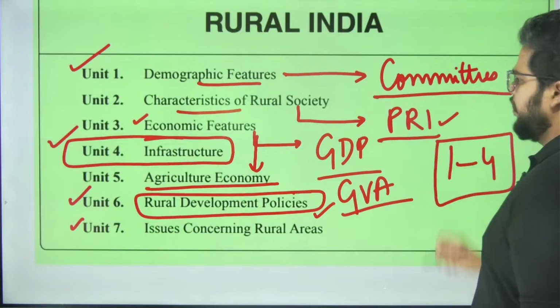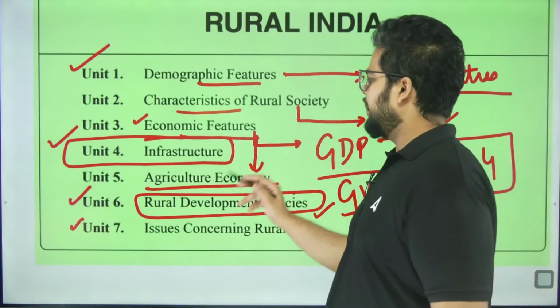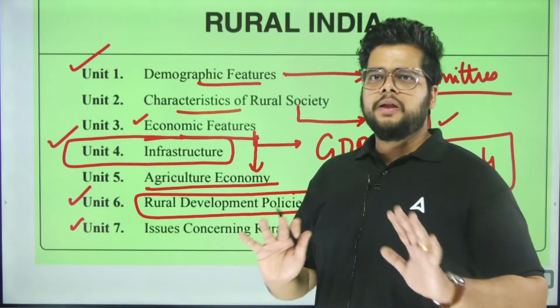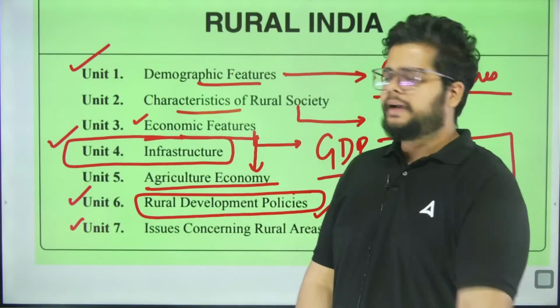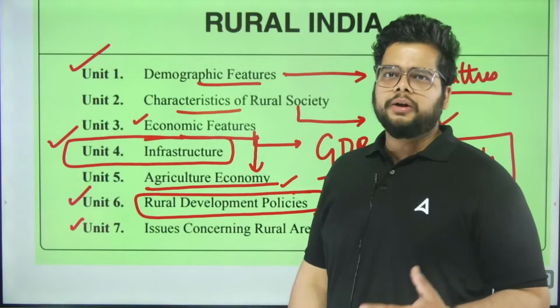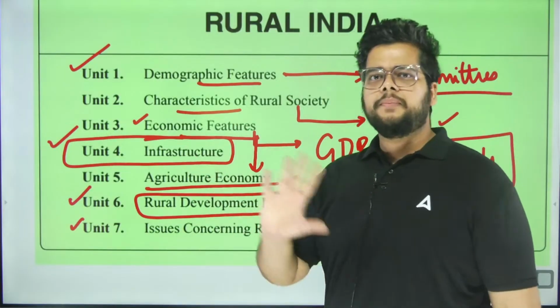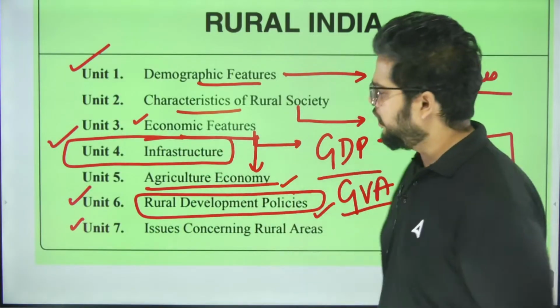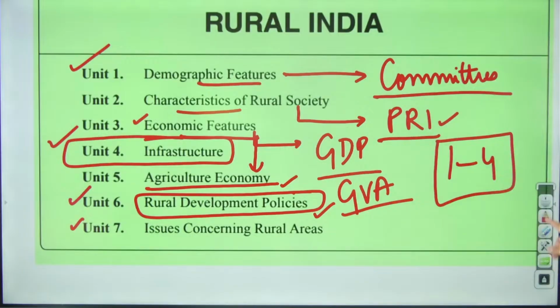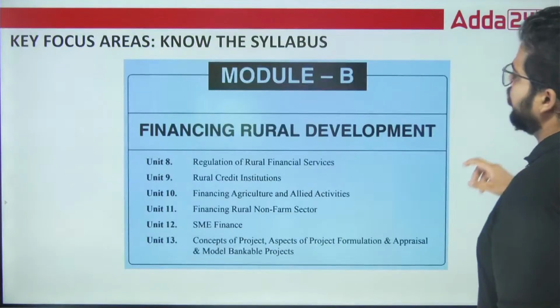Unit 5, I would say, is an extension of unit number 3 only. Agriculture economy and economic features you must study by correlating them. Rural development policies, although policies are important, will be mostly under the characteristics or infrastructure. You will find them overlapping. Okay, so this is the key focus area when we talk about Rural India, module A.